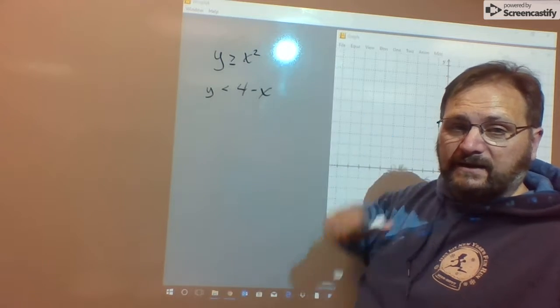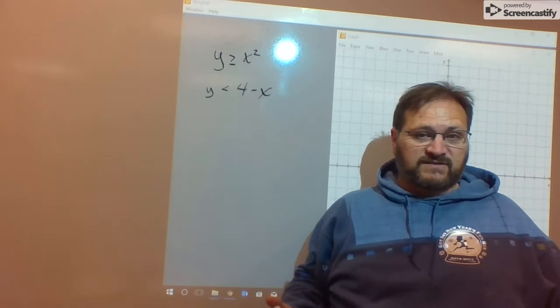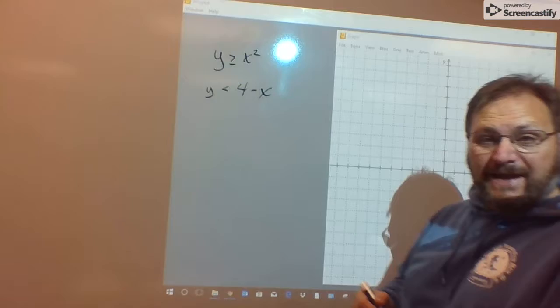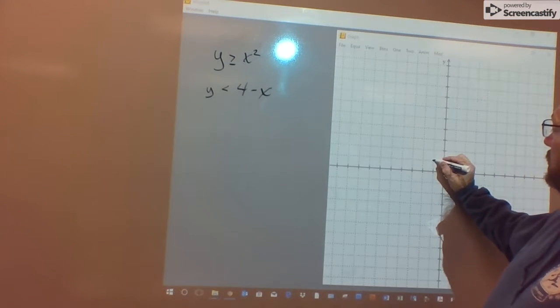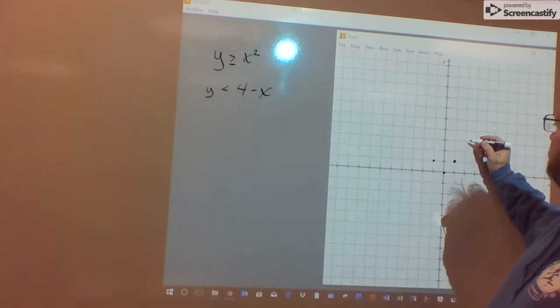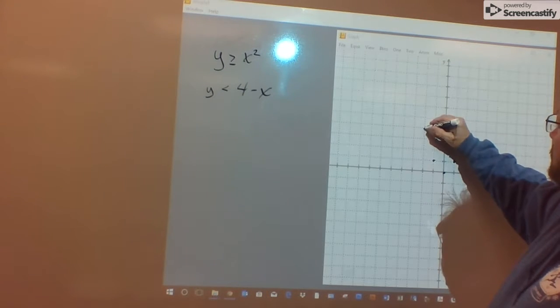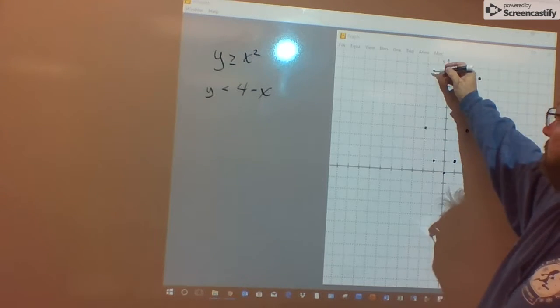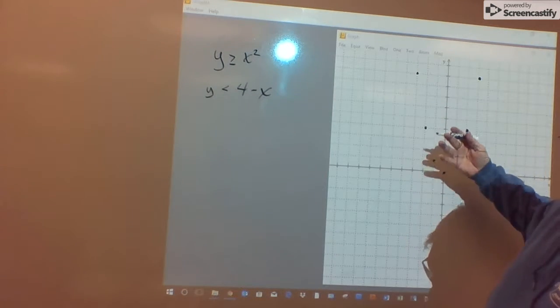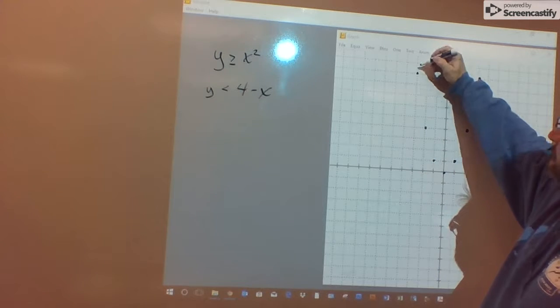Hopefully by now you recognize y equals x squared by its graph. The basic parabola passes through (0, 0), (1, 1), (-1, 1), (2, 4), (-2, 4), (3, 9), (-3, 9). Solid, sketch it through.